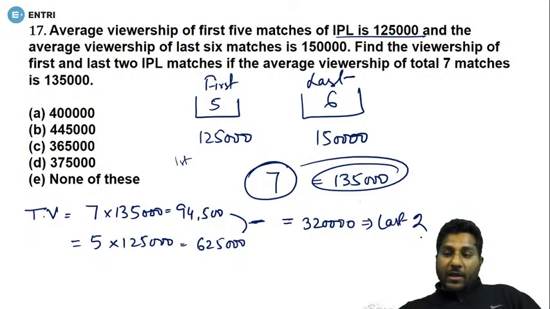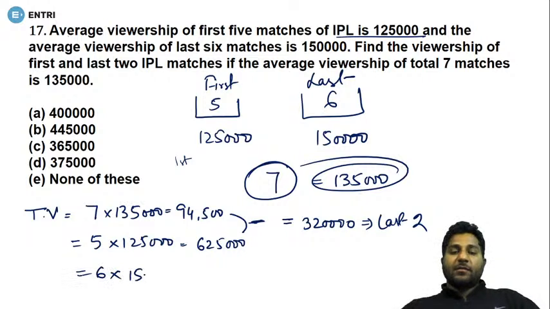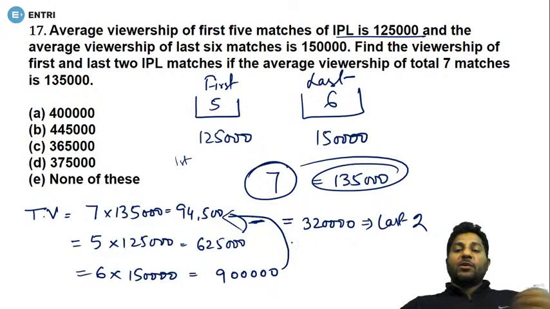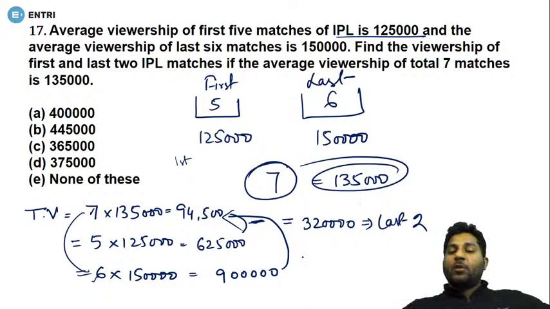Now the next 6 matches data will become 9 lakh. Now we will take the difference between these two values again to find the value of the first match. Because if you take the difference between 7 and 6, we will be getting the viewership of only one match, and that would be 45,000.